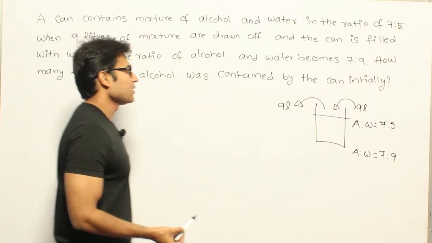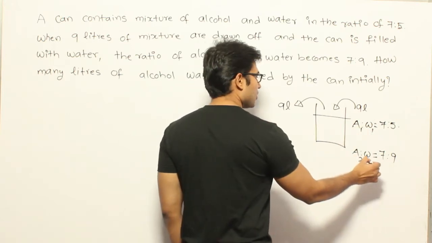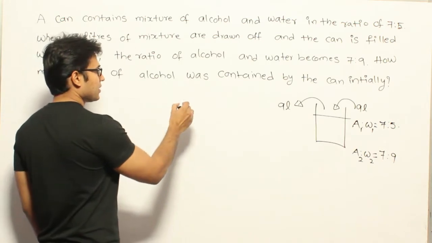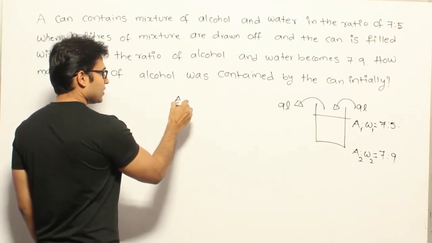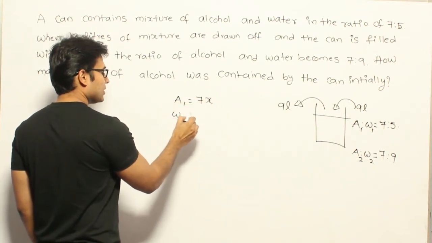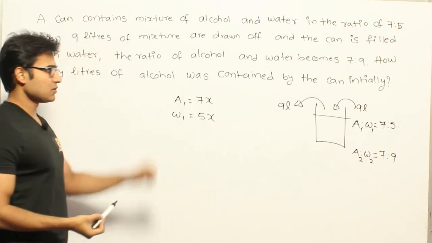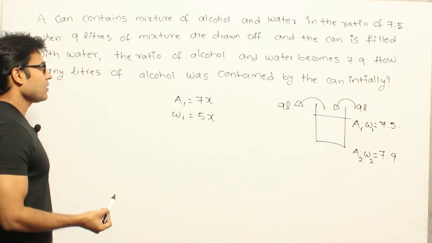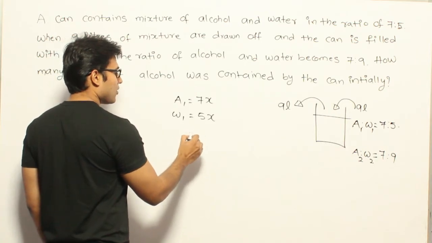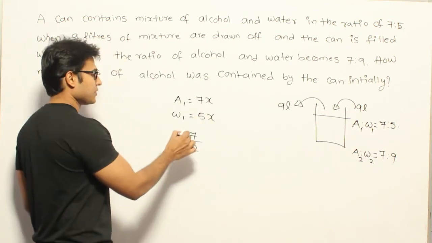So let us say this is initial amount of alcohol to initial amount of water, A1 and W1, and A2 and W2 for the final amounts. Now from this, let me assume that A1, the initial amount of alcohol, is 7x and W1, the initial amount of water, is 5x. So again the ratio is going to be 7:5, therefore we can assume it. Now what is the concentration? If you see the concentration of alcohol, out of 12 parts, 7 parts is alcohol.